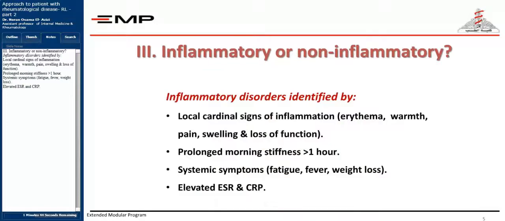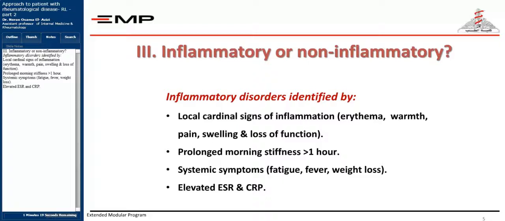We start the history by 3. Inflammatory or non-inflammatory. Inflammatory disorders are identified by local cardinal signs of inflammation: erythema, warmth, pain, swelling and loss of function. Prolonged morning stiffness greater than 1 hour. Systemic symptoms: fatigue, fever, weight loss.